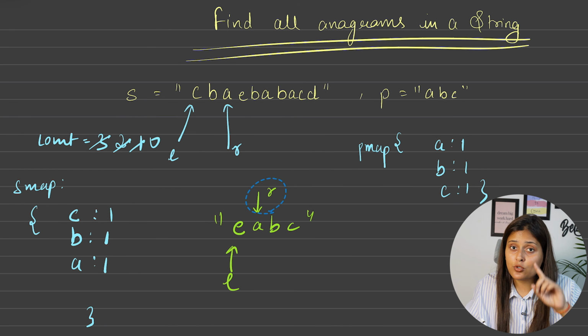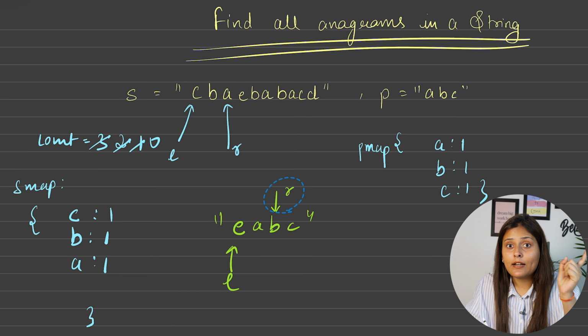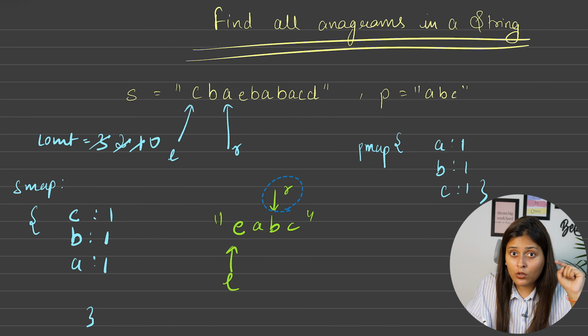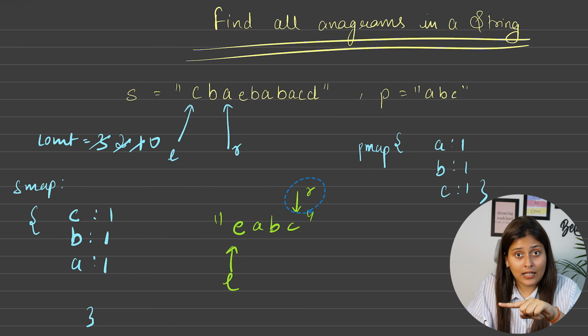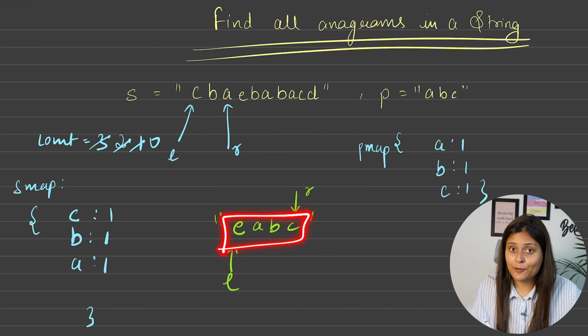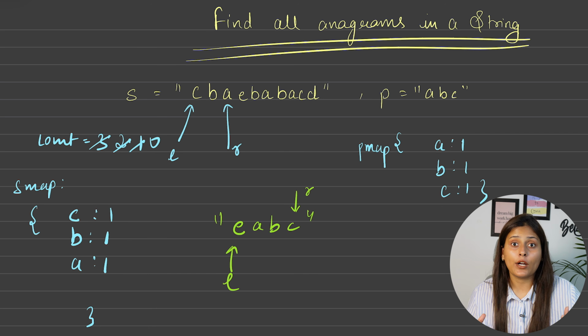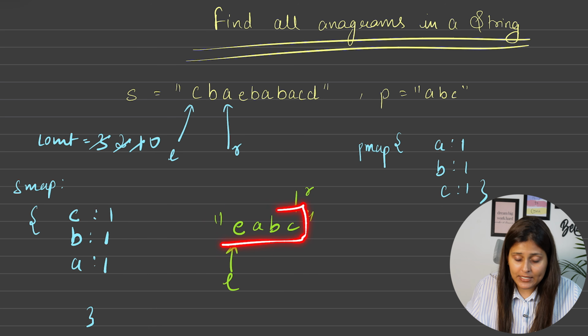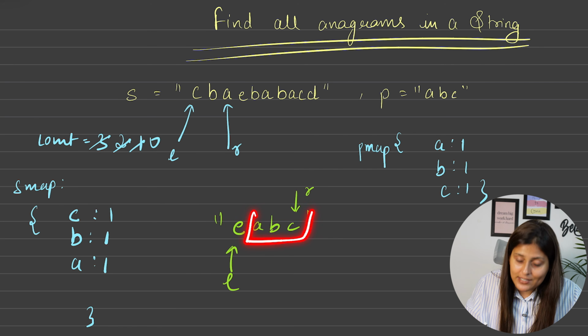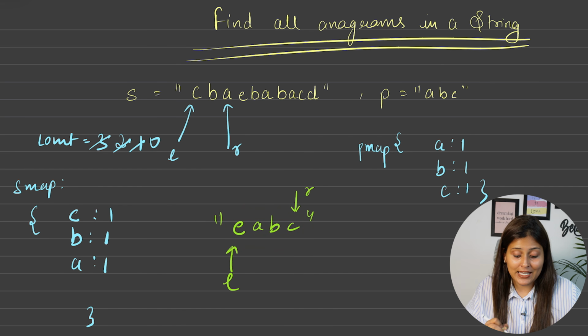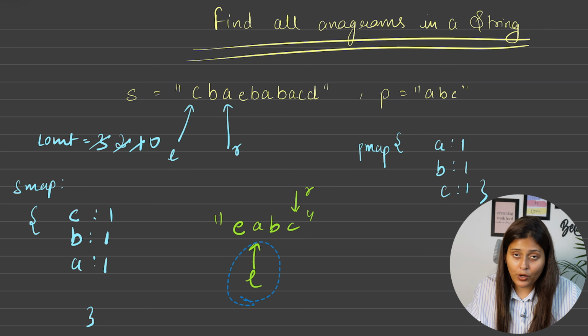Now A is required, so count will be reduced from 3 to 2. B is required, count will get reduced from 2 to 1. C is required, count will get reduced from 1 to 0. Yes, now the count is 0. But do you think this one is valid? No, because we have to say the starting point of that anagram. Do you think EABC is the answer, or ABC should be the answer? Definitely ABC. So even though the count is 0, you have to shrink your left pointer.